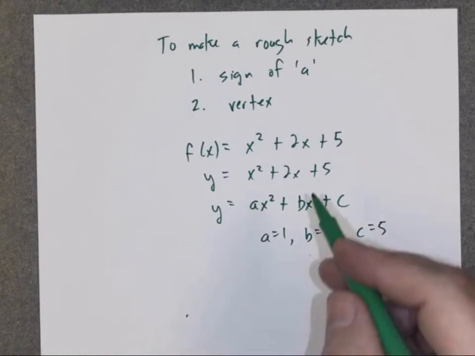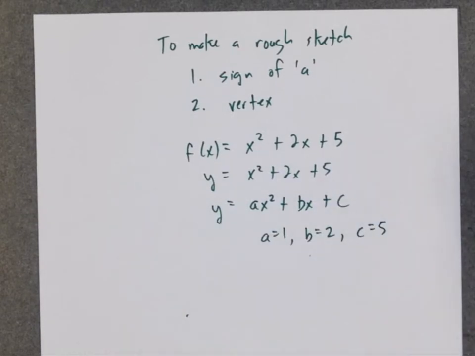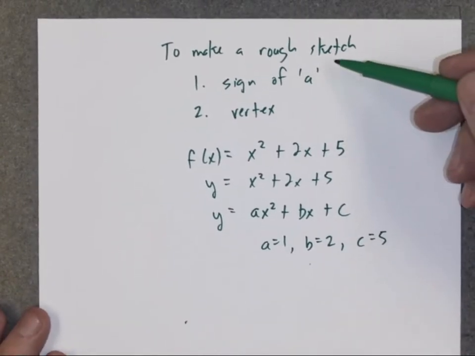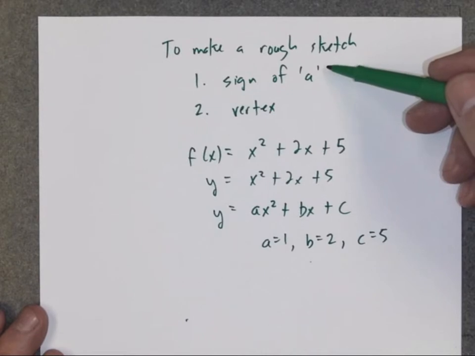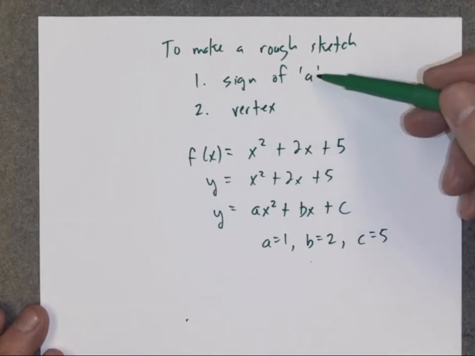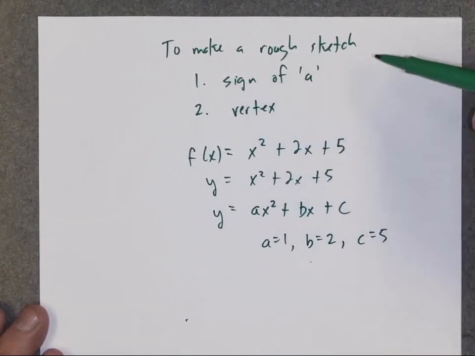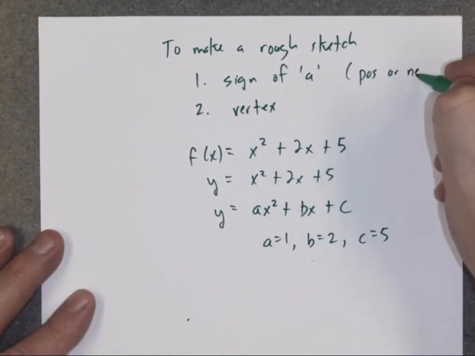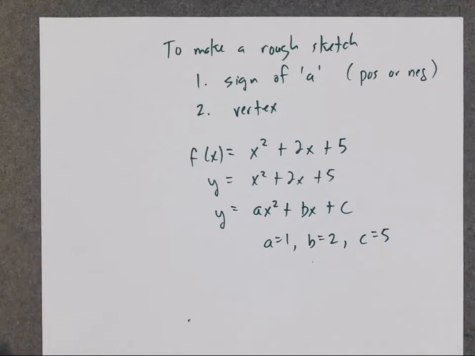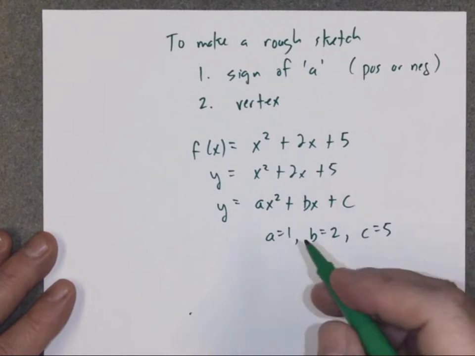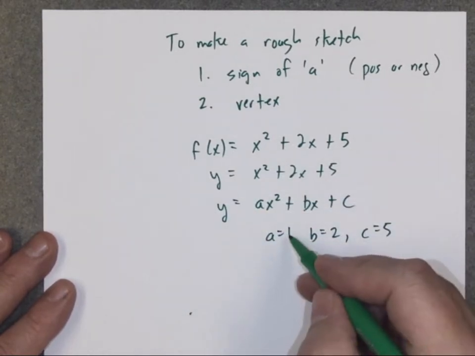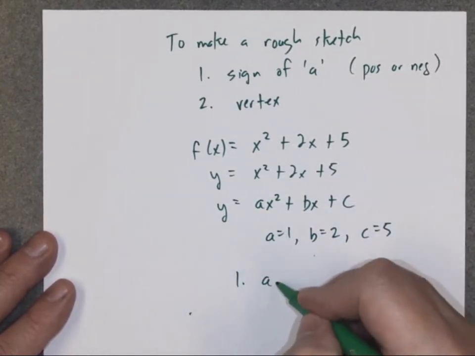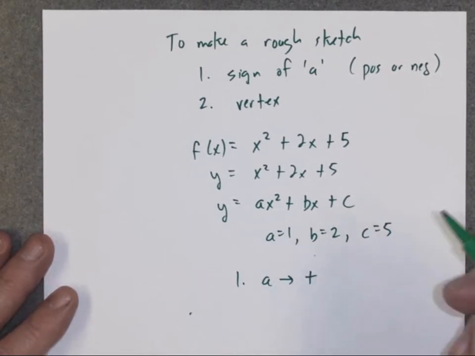Now what's interesting with this quadratic equation, up here I said I need two things to be able to make a rough sketch or to graph this quadratic equation. The sign of a. By sign, I mean, is a a positive or negative number? So if I look at my example, a equals 1, so I say a is positive.